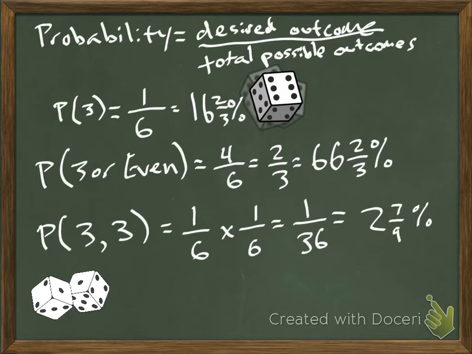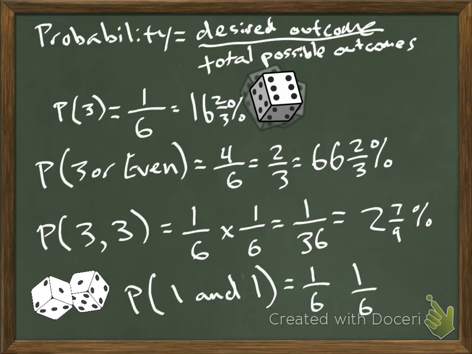Now let's look at rolling 2 dice. We're going to see what might happen if I roll 2 dice. Well, if I want to know the probability of landing on a 1 and a 1, I would need to determine how many possibilities there are for that to occur for each event. In this case, I have a 1/6 chance that my first die lands on a 1, and a 1/6 chance that my second die also lands on a 1. This would tell me that I have the same probability, a 1 in 36 chance, or about a 2 7/9% chance that I land on a 1 and a 1 with 2 separate dice.